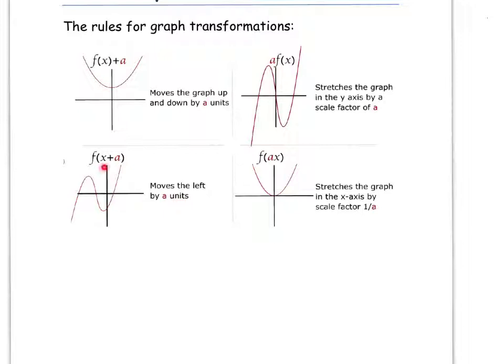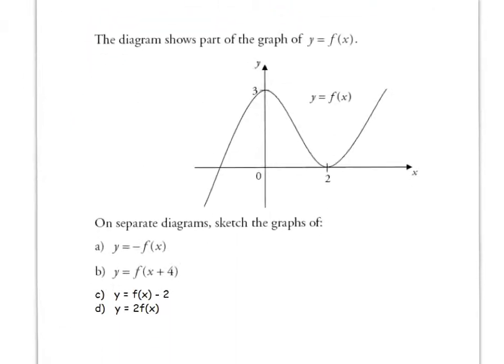So you've got to remember that. If it's f(x plus a), it goes to the left. If it's f(x minus a), it moves to the right. And the final one is f in brackets ax, which stretches the graph in the x-axis by a scale factor 1 over a. So, just make it wider or narrower depending on what the value of a is. Now, you need to know these 4 graph transformations. And let's look at an exam question on these.